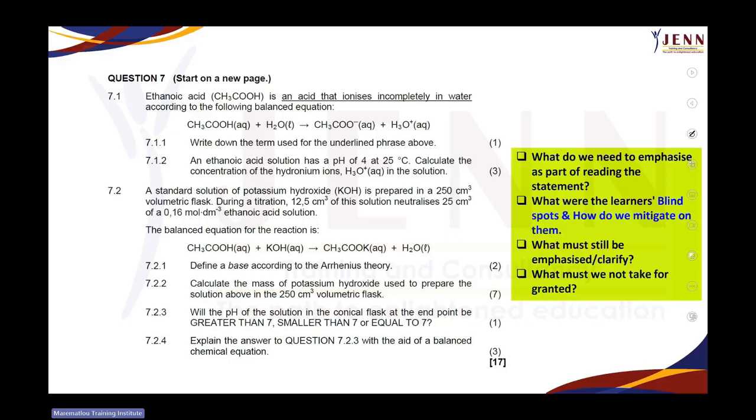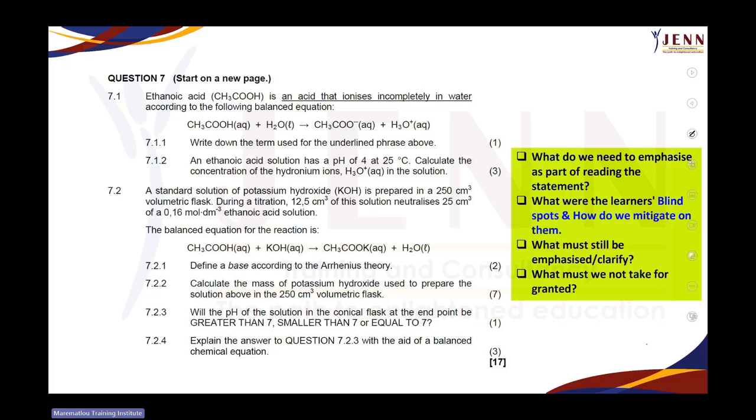Okay, let's look at a typical question here. We'll look at a lot of these type of questions. It says ethanoic acid is an acid that ionizes completely in water according to the following balanced equation. And then the first question that they ask is, write down the term that is used to describe the underlined phrase above. And ethanoic acid solution has a pH of 4. At 25 degrees, calculate the concentration of hydronium ions.